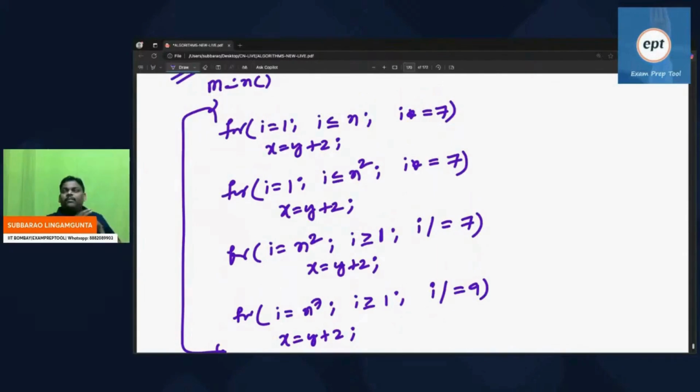First of all, identify how many statements. Please go to every statement and verify how many times that loop is going on. Go to every statement and verify how many times that statement is executing, right?